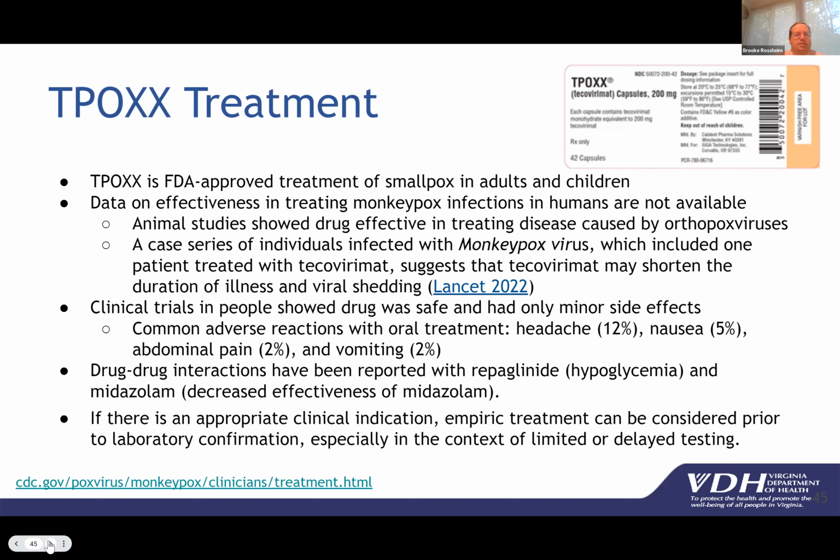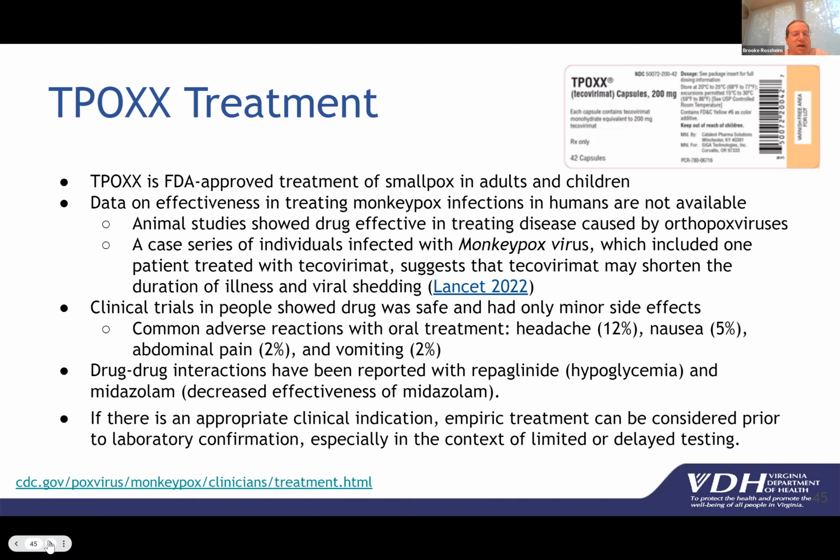And there is a case series published in Lancet in which they took patients who had monkeypox virus illness, and one patient was treated with TPOXX or tecovirimat, and the paper suggests that tecovirimat may shorten the duration of illness and viral shedding. The clinical trials with TPOXX are essentially going on now. So far, we have not seen any really bad side effects.